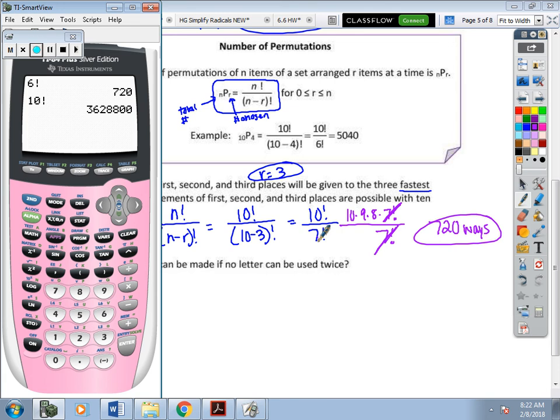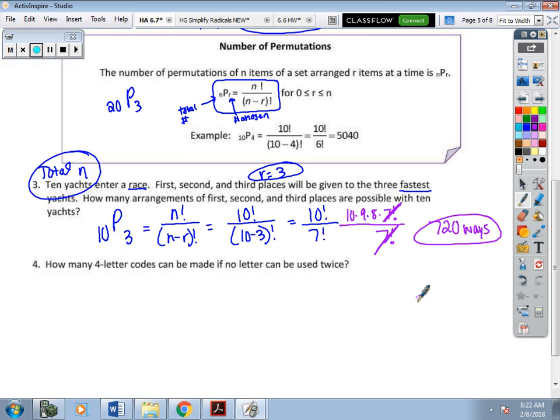Okay. Now, how many 4-letter codes can be made? Make sure you realize that if you see codes or passwords, the order matters. Because once we get to the back, we're going to mix up the combination and permutation problems, and you have to think, which one am I using? So if your password was cat, C-A-T, and you wrote TAC, your computer's not going to let you in, right? So the order in which you type it in matters.